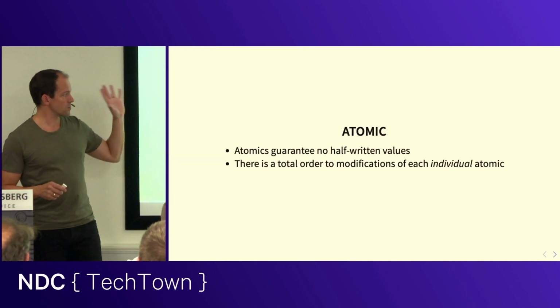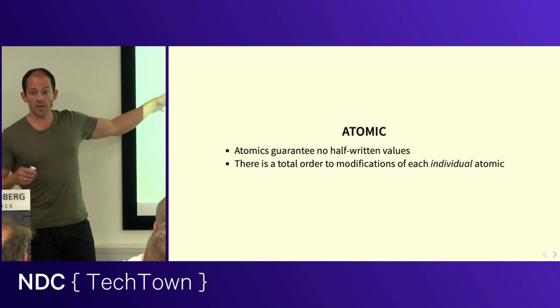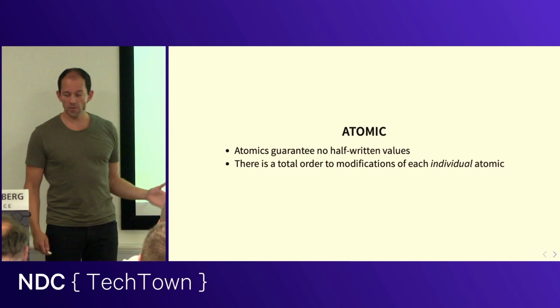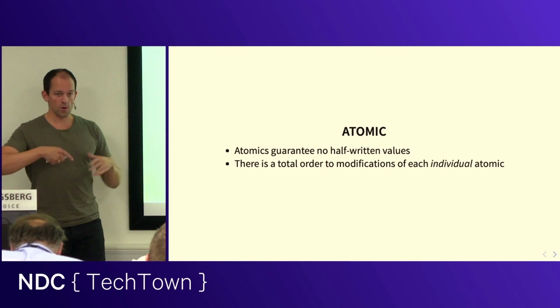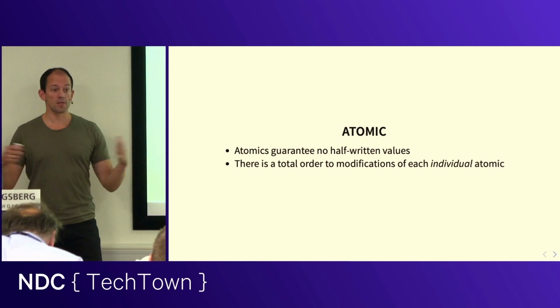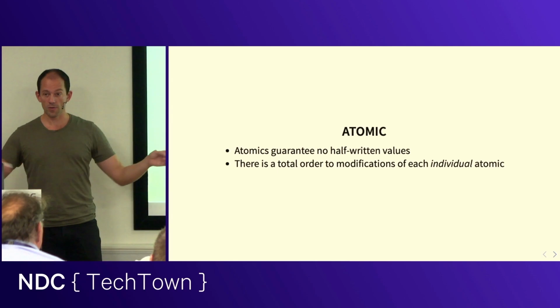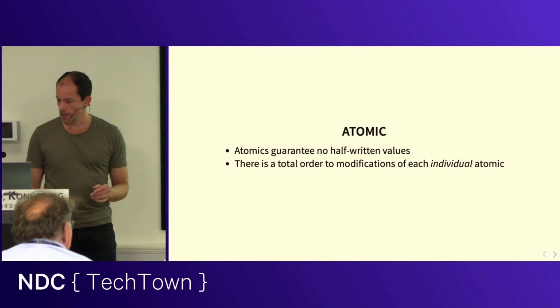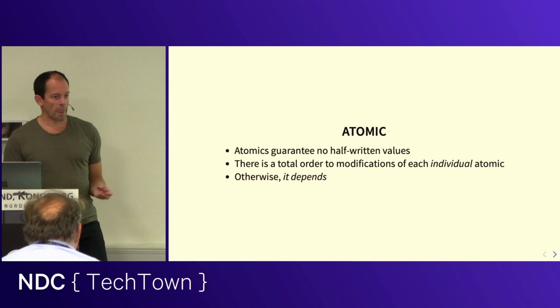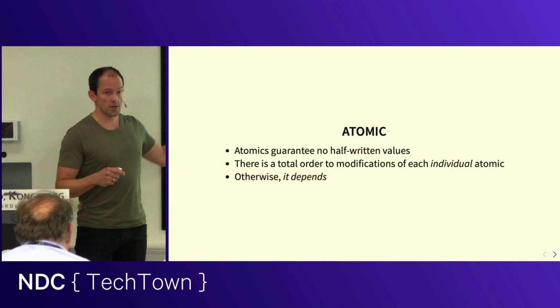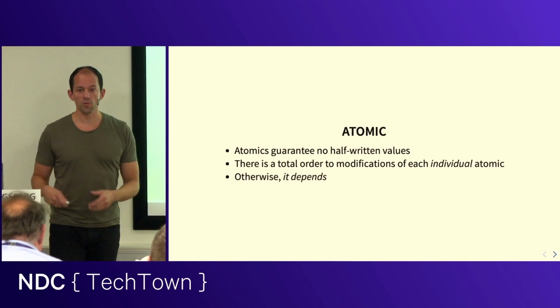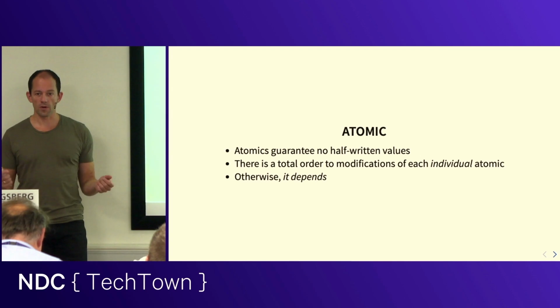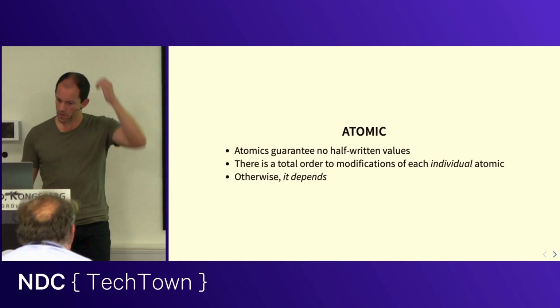But that's just for one specific atomic. So these two things, I can always rely on for the ready flag: no half-written values, and all modifications to it will be seen in the same order. But it doesn't say anything about the order with respect to other things that happened. So otherwise, it depends, and that's what we're going to look at now. What more can you get from atomic except for protecting this single little thing that you're looking at?